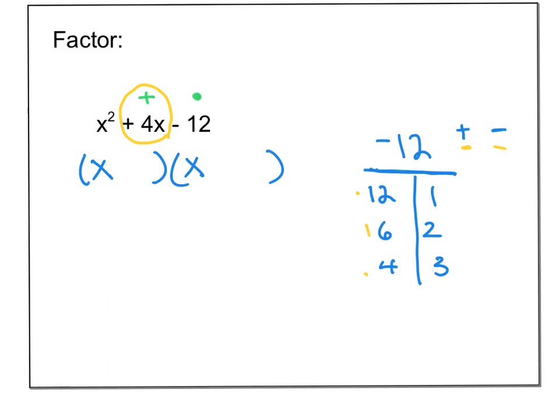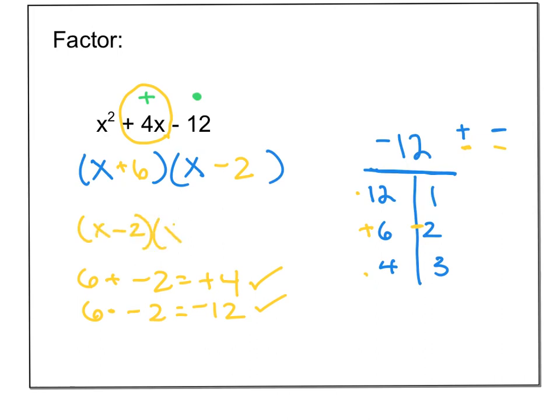But if I do a +6 and a -2, well, 6 plus a -2 equals +4, and 6 times a -2 equals -12. So I got it. 6 plus a -2 is a +4, which is what I wanted, and 6 times -2 is a -12, which I wanted. So I'm going to do a +6 and a -2. Keep in mind, you could have written your answer as x minus 2, x plus 6, if you wanted.